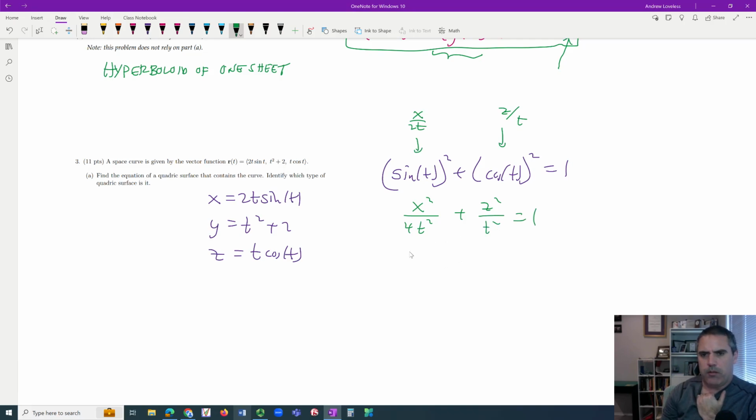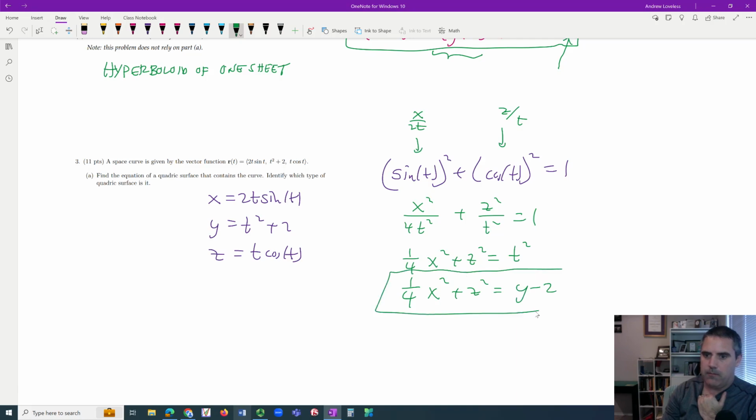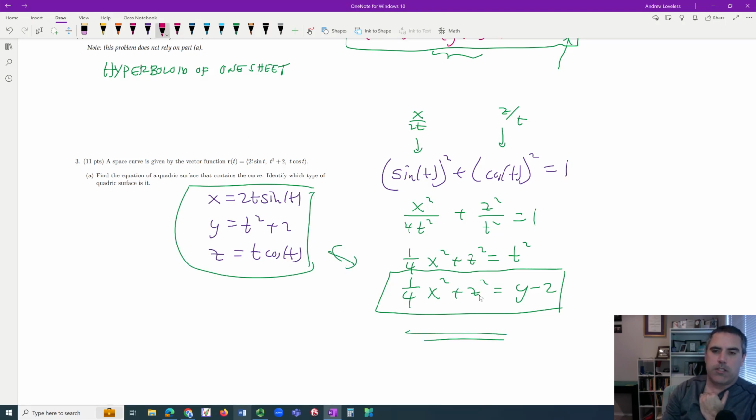What can I do? I can multiply everything by t squared, and then I would have this. Now I still have this darn t, but can I get rid of it? Yes, I can. T squared is... So this is this idea of trying to manipulate it in a way that gets rid of your t. Now this and this are not the same. This is a surface. This is a curve on that surface. But this helps me visualize.